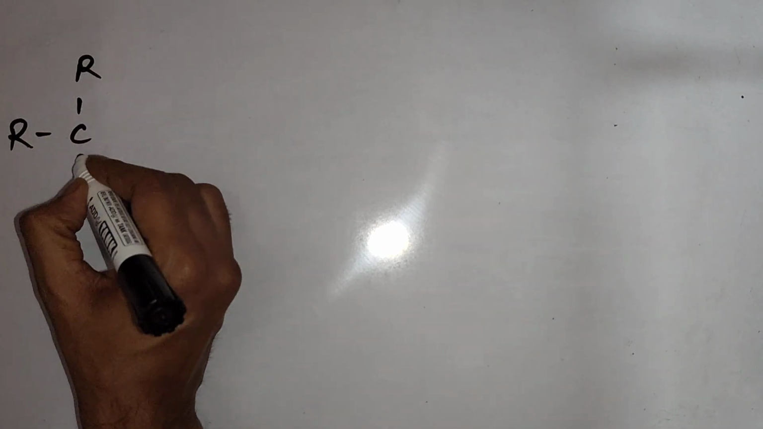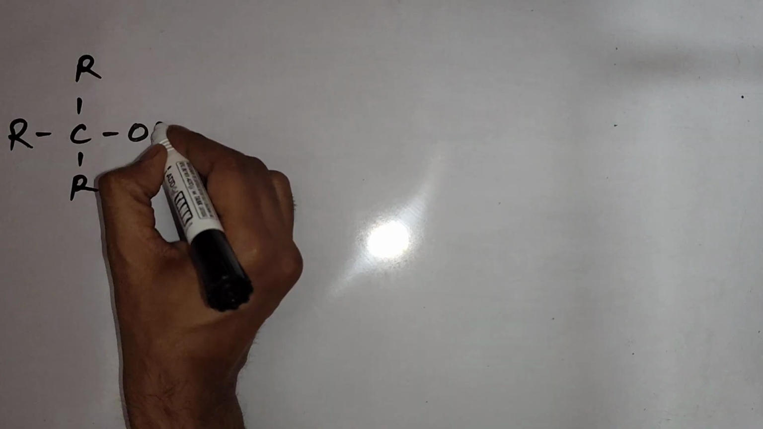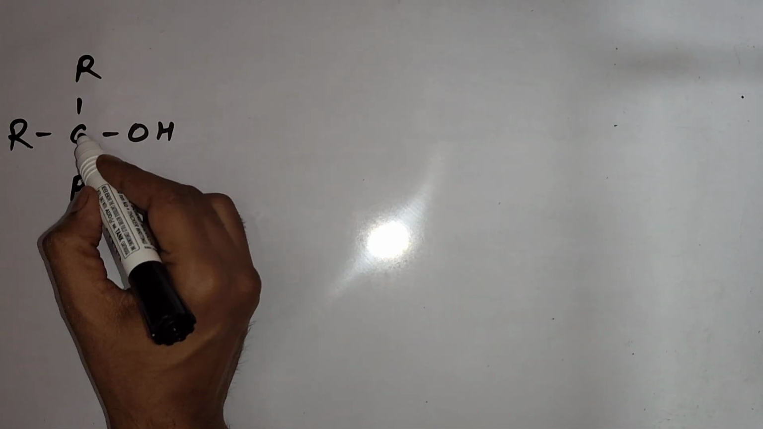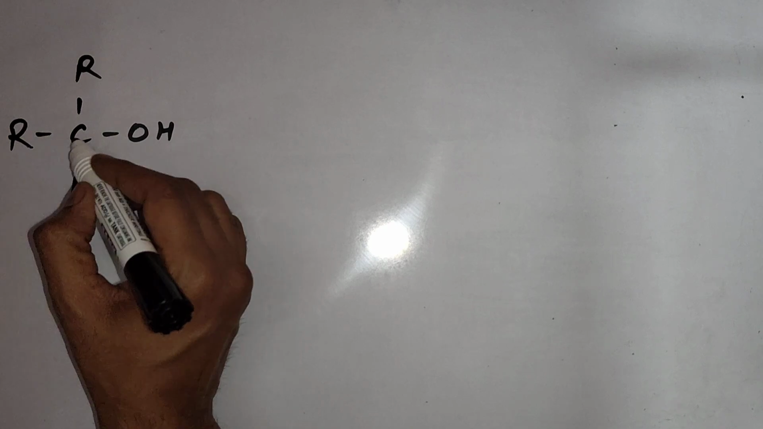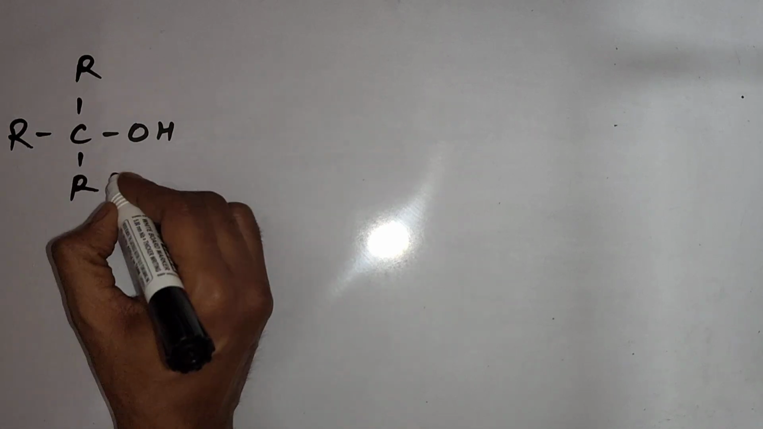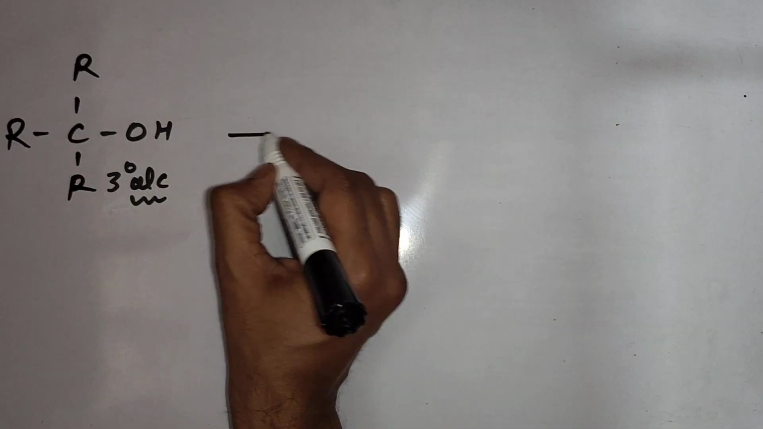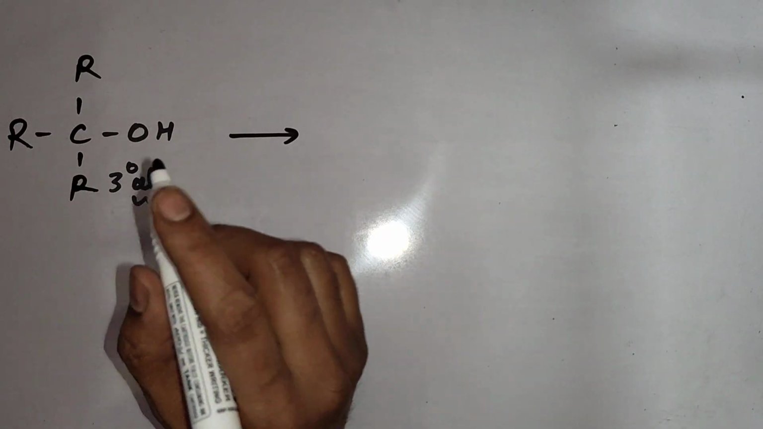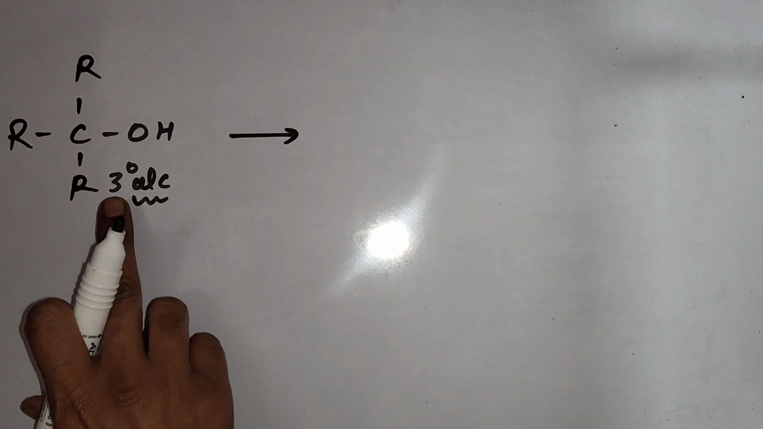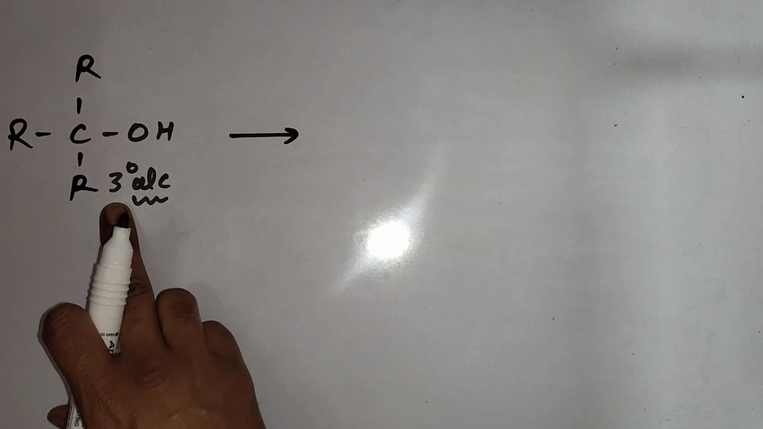Now let's go for the 3-degree alcohol. This is the general formula of 3-degree alcohol. OH is connected to a carbon, which is further directly connected with 3 carbons or 3 alkyl groups. This is a 3-degree alcohol. First of all, let me tell you, direct oxidation of this 3-degree alcohol is not possible.